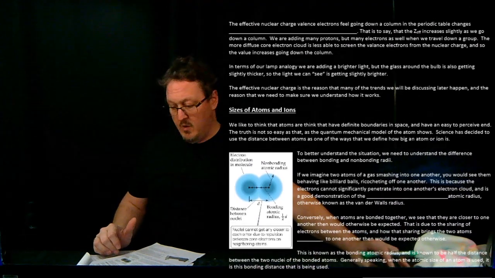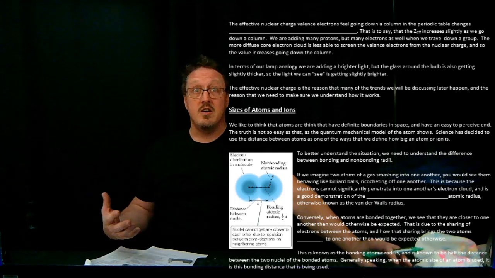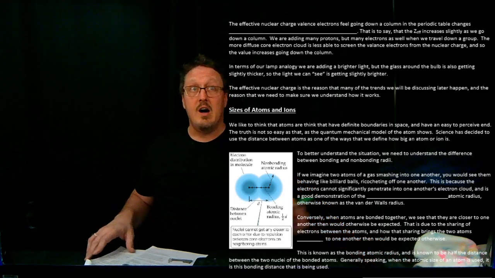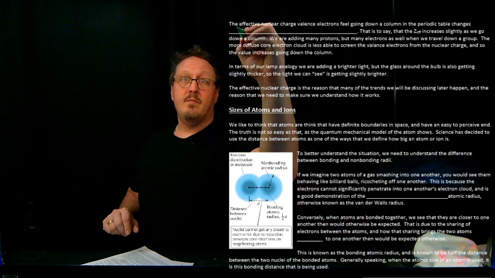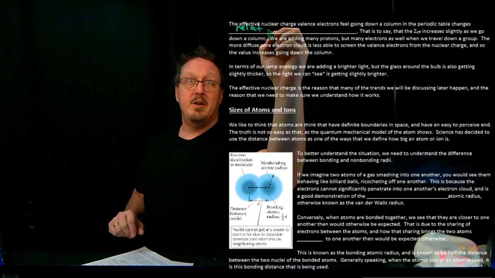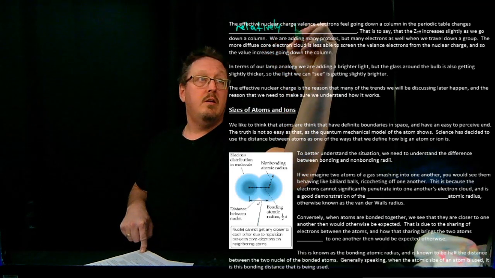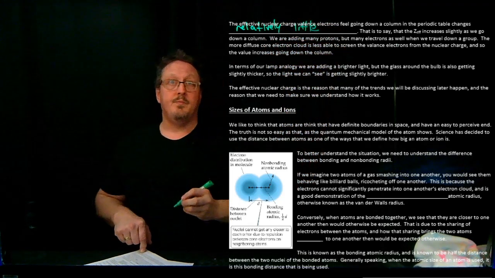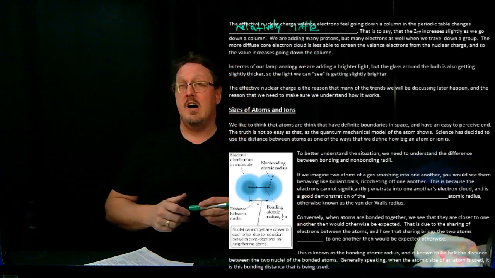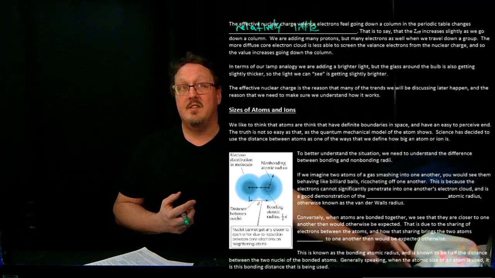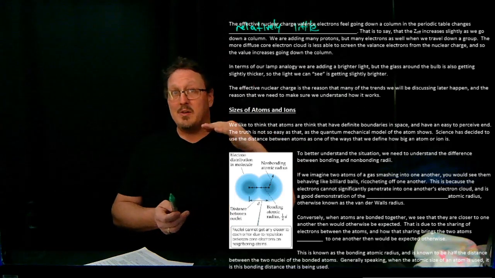Okay, so the effective nuclear charge felt by valence electrons going down a column in the periodic table changes relatively little. Sorry, I changed my page on my notes too fast. Going down a group, down a column, doesn't change a whole heck of a lot. That is to say, the effective nuclear charge increases slightly as we go down.